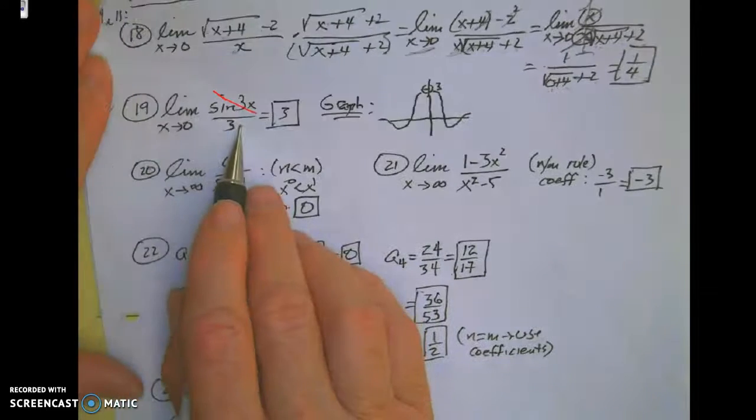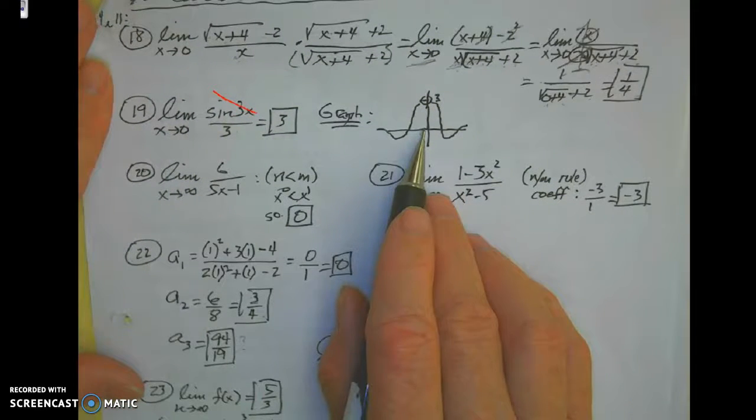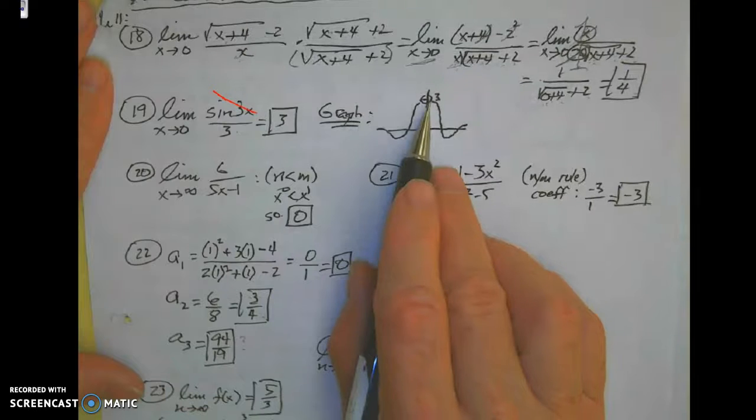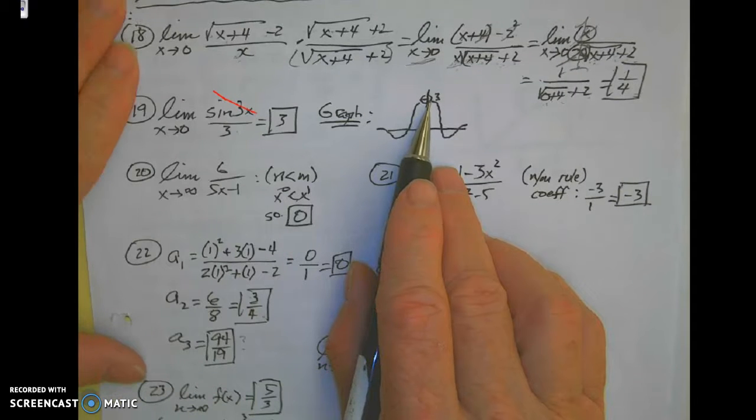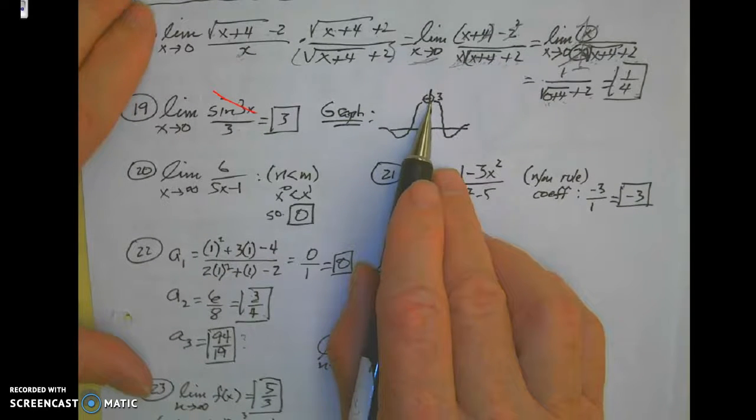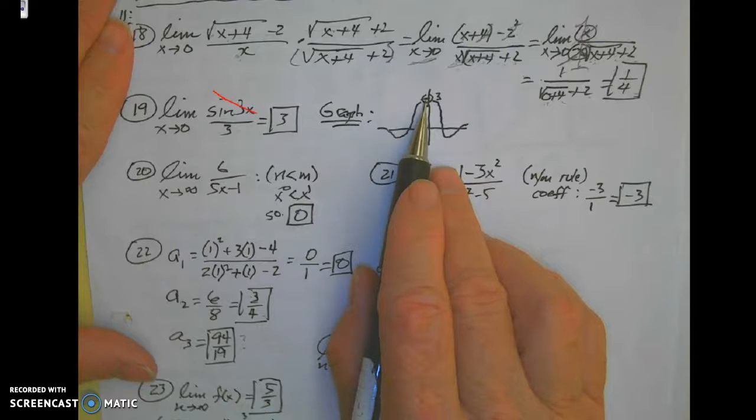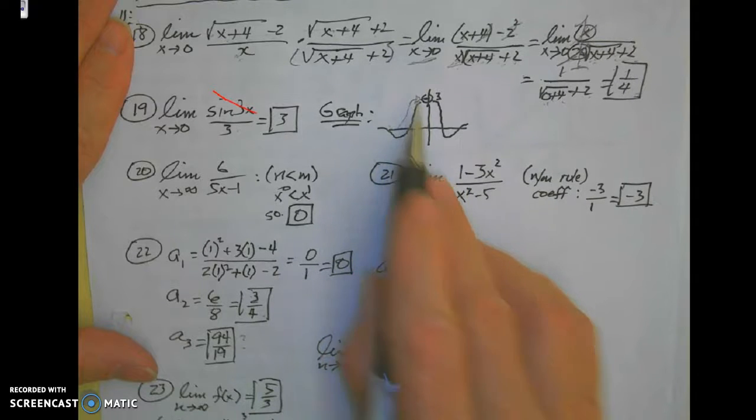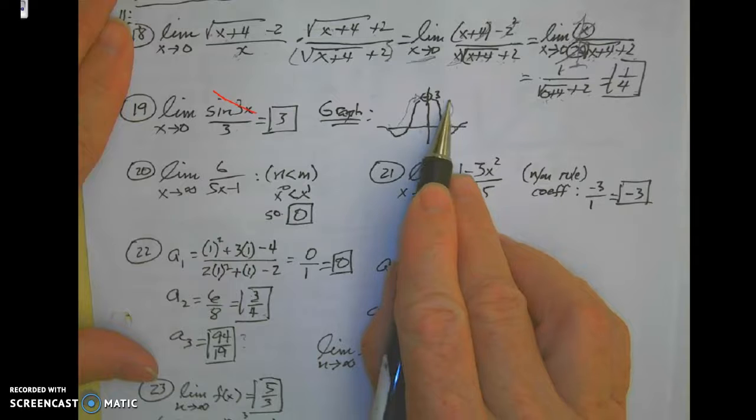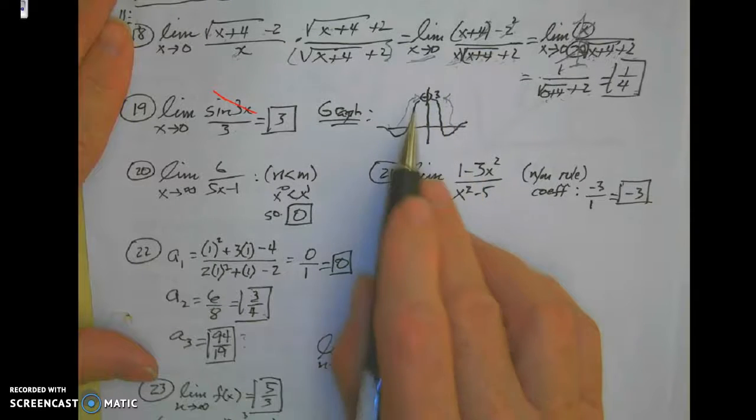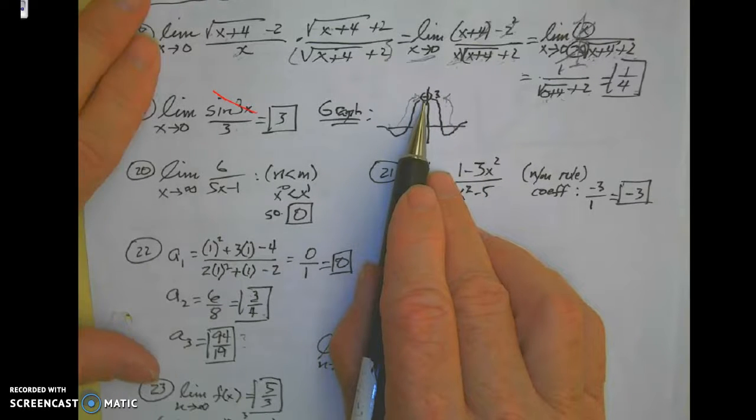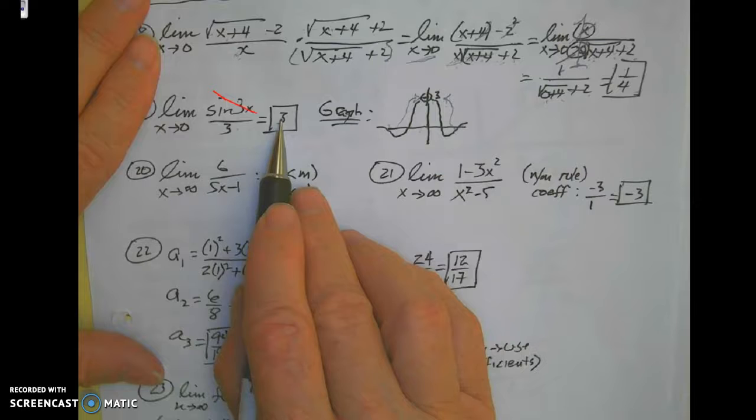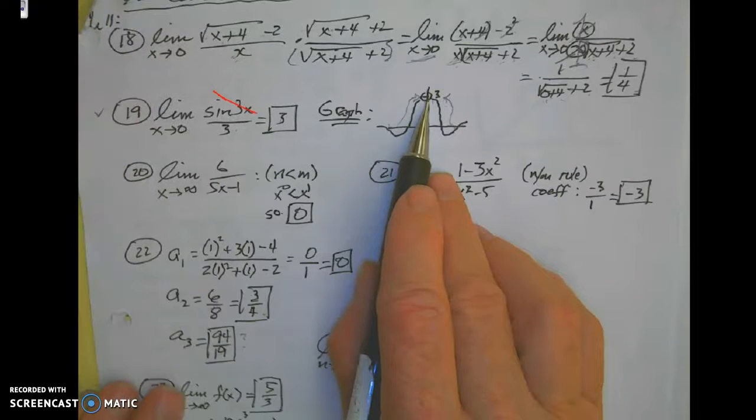19, the key to this one is to use your graphing calculator. So if you graph it, you'll find there's an open circle up here at 3. The key to this is to remember an open circle does not determine a limit. And so as I approach from the left, I am trying to get to 3. And as I approach from the right, I am also trying to get to 3. So they have a common shared yearning to get to 3. My answer is 3, even though there's nothing there.